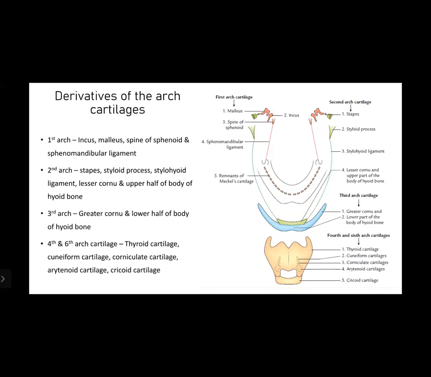And the fourth and sixth cartilages are very important because they are the ones that give rise to the thyroid cartilage, the cuneiform cartilage, the corniculate, arytenoid, and the cricoid cartilage. Okay. So those are basically the laryngeal cartilages and the thyroid cartilage.